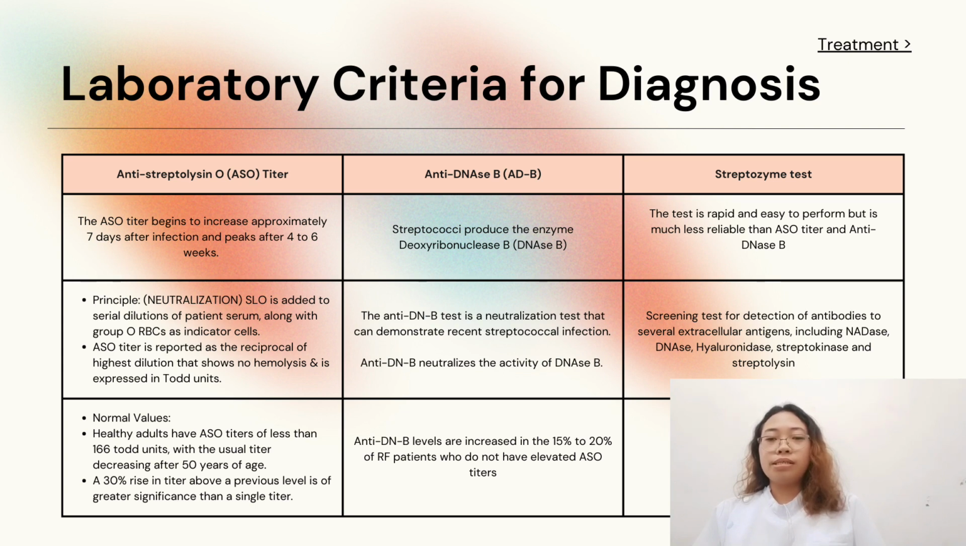Next is the streptozyme test. The streptozyme test is a screening test for the detection of antibodies to several of the extracellular antigens, including NADase, DNase, hyaluronidase, streptokinase, and streptolysin. The test is rapid and simple to perform, but is much less reliable than the ASO and anti-DNase B tests, which are preferred tests. The methodology is hemagglutination, with agglutination of RBC representing a positive result. Therefore, if the test is to be used at all, it should be used in conjunction with the ASO and anti-DNase B tests when sequelae of Group A streptococcal infection are suspected.